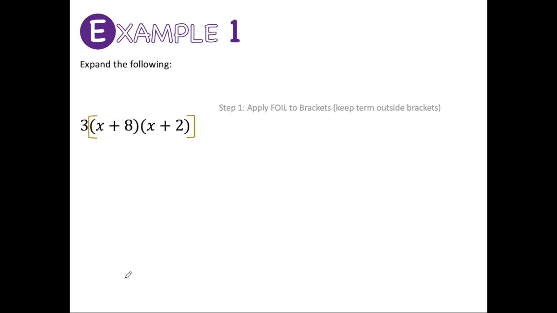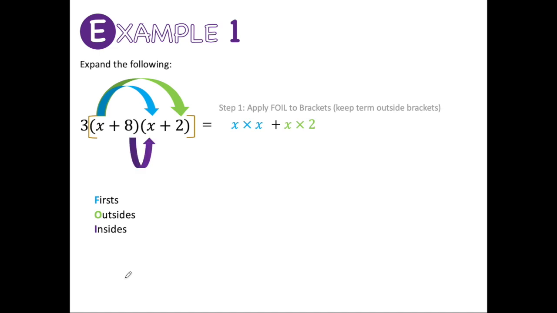So let's have a look, and we're going to apply the FOIL method to our two sets of brackets. So applying the FOIL method, we are going to have our first term, x multiplied by x, our outside terms, x multiplied by 2, our inside terms, 8 multiplied by x, and then our last terms, 8 multiplied by 2. I'm going to keep that in a bigger set of brackets and have 3 on the outside.